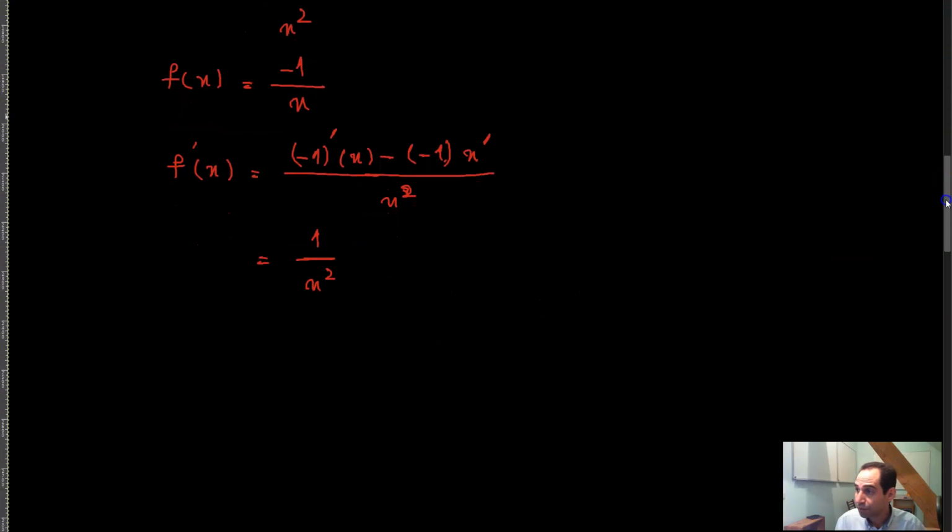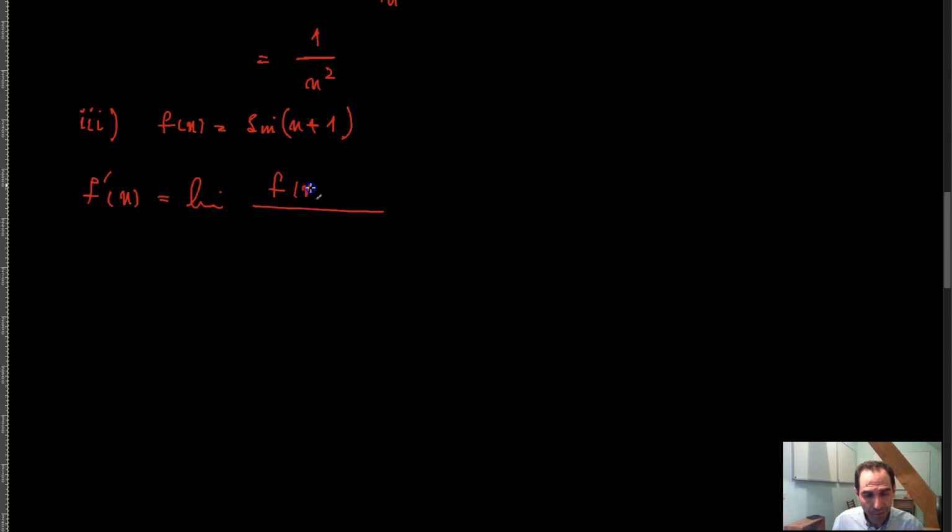Now, this next thing that we have is part 3 of this question: f of x is equal to sine of x plus 1, which is your function. So now to derive the derivative of this function based on the first principle, you know that f prime of x is equal to the limit of f of x plus h minus f of x divided by h as h tends to 0, right?